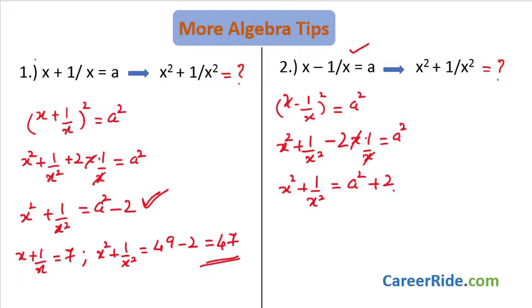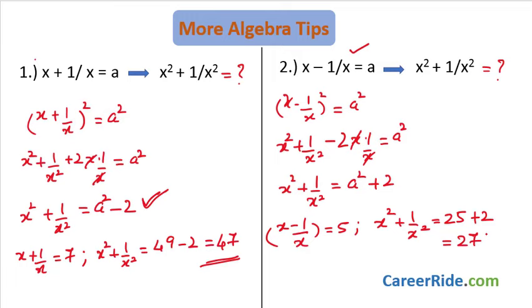So whatever the value of x minus 1 upon x is given to you, just square it and add 2, right? Let's try to take an example here. Suppose x minus 1 upon x is given to you as 5, and you are expected to find out the value of x square plus 1 upon x square. So what will I do? I'll just square this. In place of a, I have 5. So I'll square this and I'll get 25, and I'll add a 2 to it. So what do I have? I have 27 as my answer here.